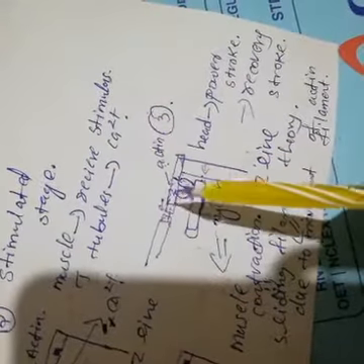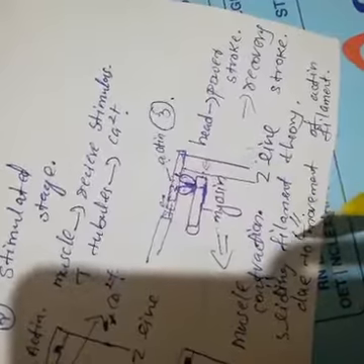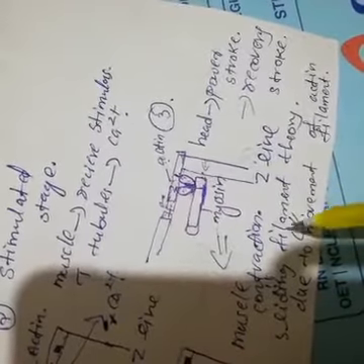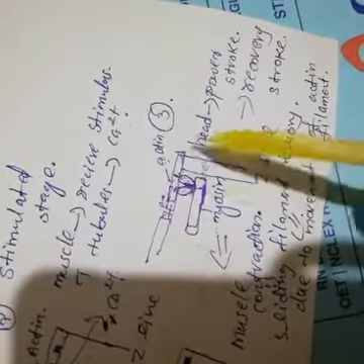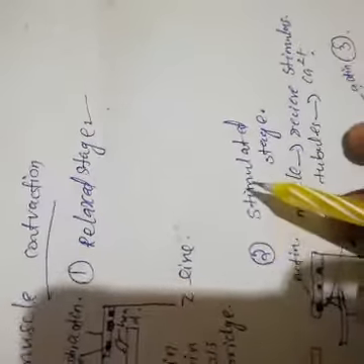Here we can observe the movement of actin filament. That is why we are calling it the sliding filament theory, because the actin is moving, or sliding, here. Okay, so these are all about muscle contraction.